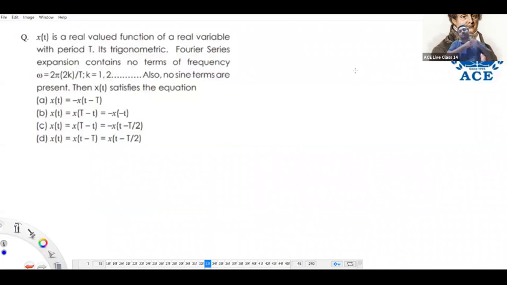Think of this model, sir. Xt is a real valued function of a real variable with time period capital T. Its trigonometric Fourier series expansion contains no terms at certain frequencies. No terms means at that frequency the coefficient amplitude is 0, and there are no sine terms also. Then that periodic function satisfies which of the given options? Very easy question. Every fellow should answer me.